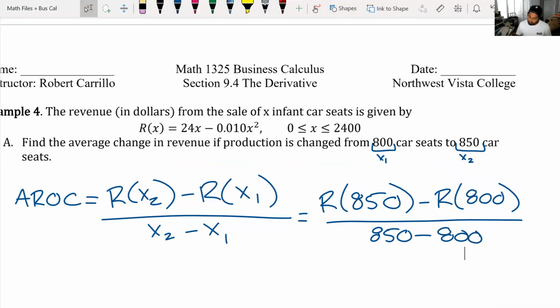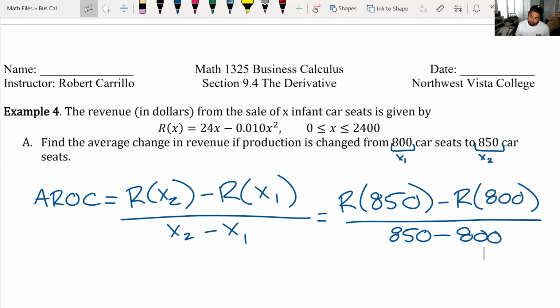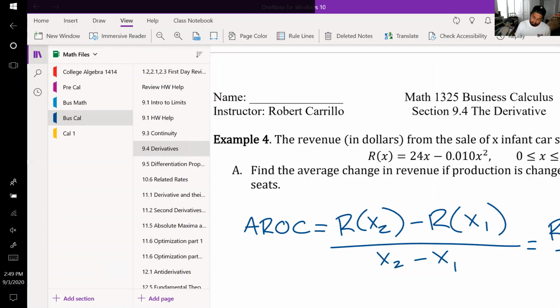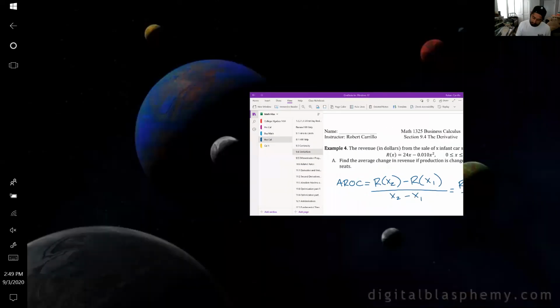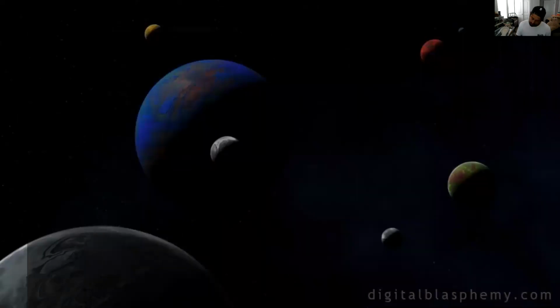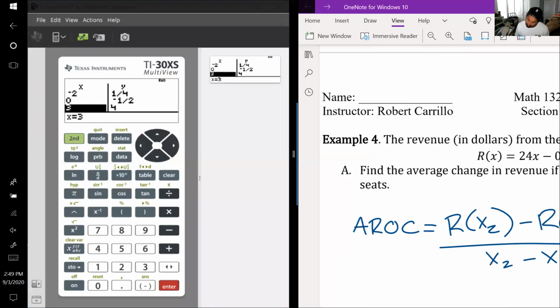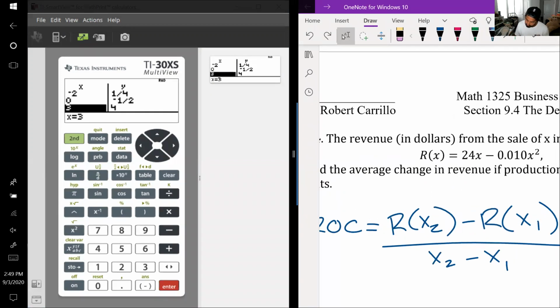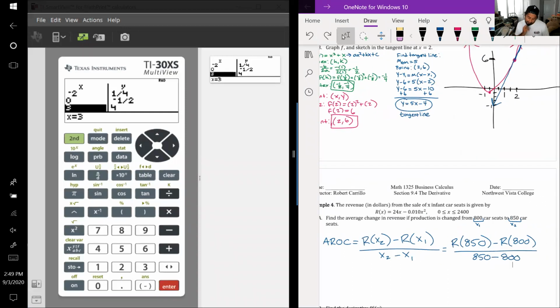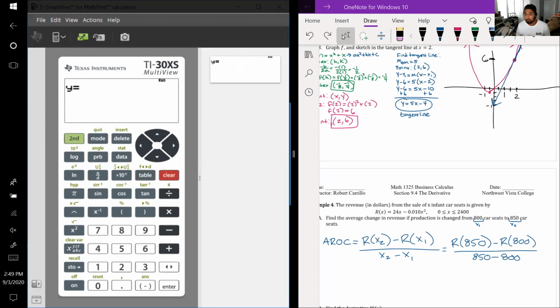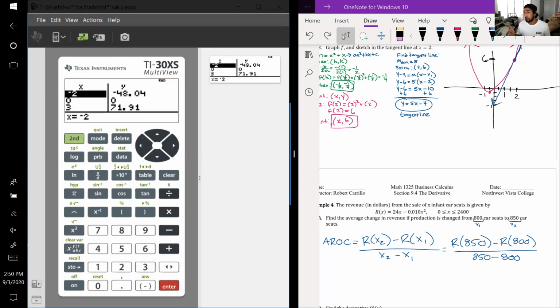Okay, so with that being said, do I still have my calculator up on here? All right. So I'm just going to put this in my table real fast. Just makes it faster. 24x minus 0.010x squared. Right, gotta have all my decimals there. Hit enter, enter, enter, enter, enter. Make sure it's on ask, and I'm gonna type in 850 and 800.